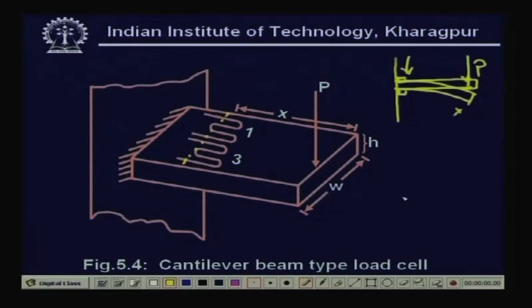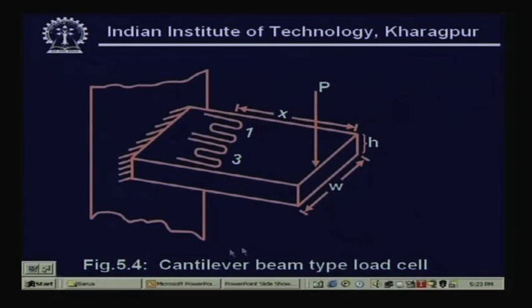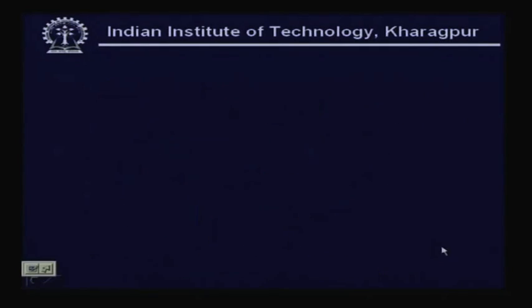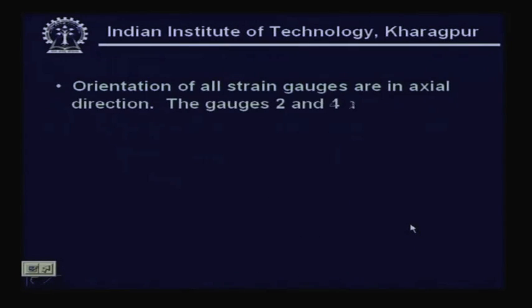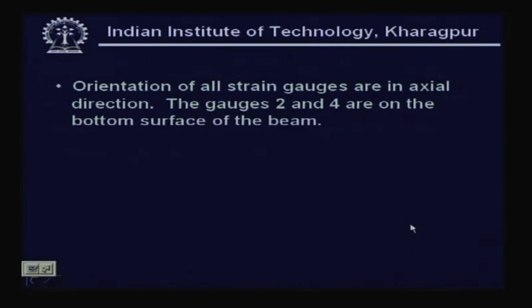So, this is called the cantilever beam type load cell. Let us do the analysis. The orientation of all strain gauges is in the axial direction; this is more important. In the case of the column type or link type load cell, we have seen that gauges 1 and 3 are in axial directions, whereas gauges 2 and 4 are in the transverse directions, whereas here all are in the axial direction. The gauges 2 and 4 are on the bottom surface of the beam.